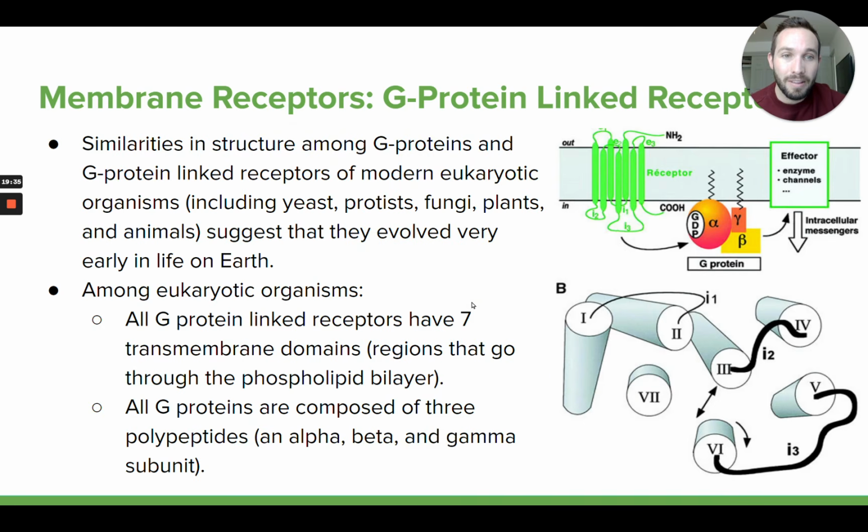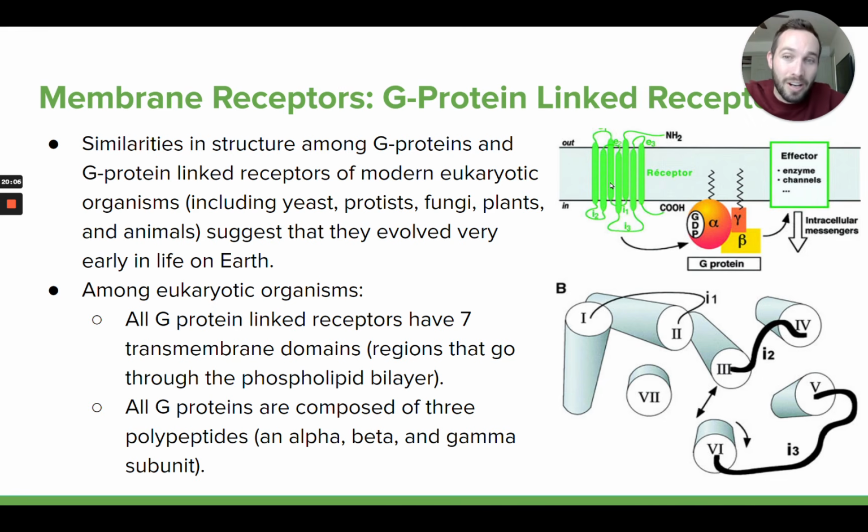And so the very last slide here talks about how, like I said, in eukaryotes, G proteins are very common in eukaryotes. And they're all very similar. So in our cells and in plant cells and in yeast cells and protists, and across a huge variety of eukaryotes, we see these G proteins and these G protein linked receptors, and they're all very highly conserved, meaning the structure of them is very similar.